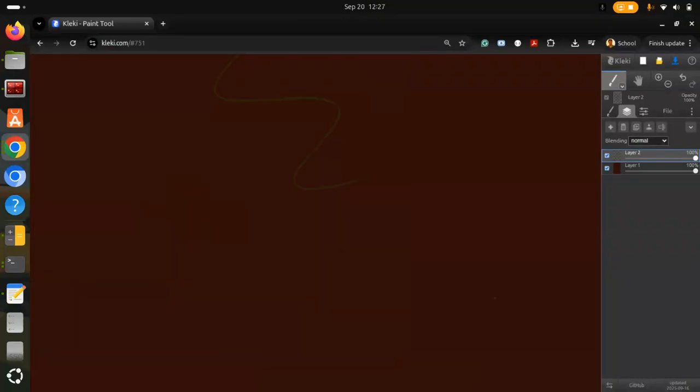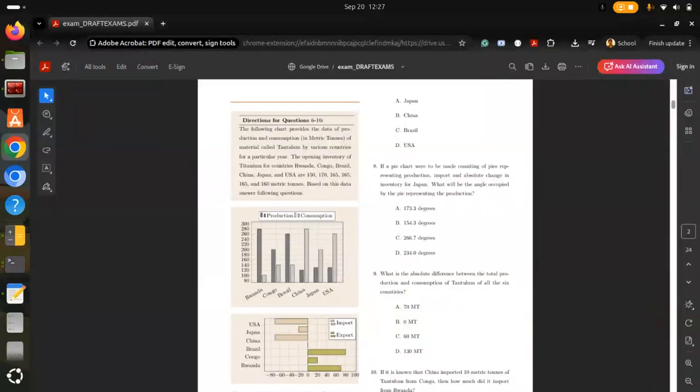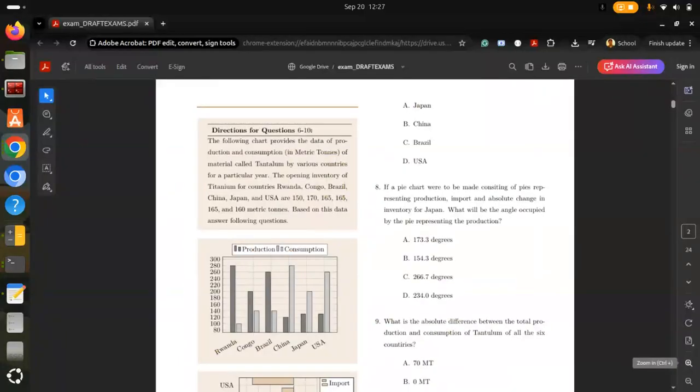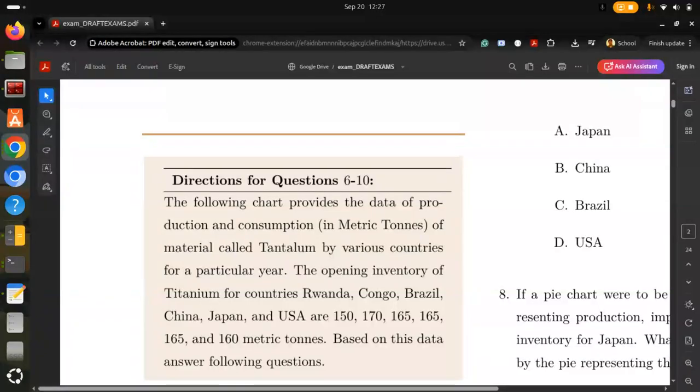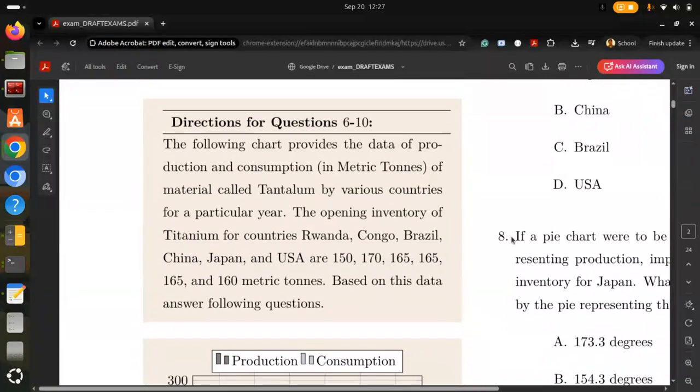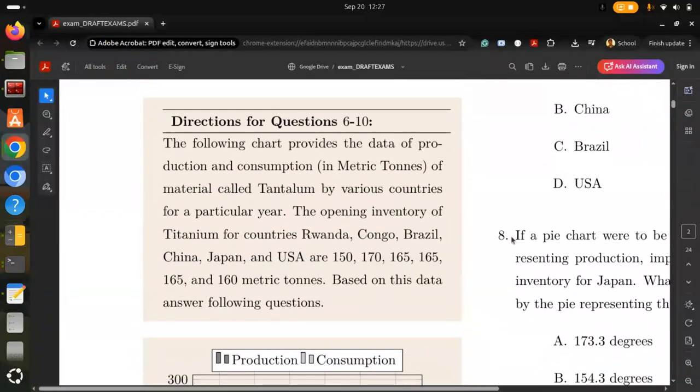Hello everyone. So in this video, let us start looking at one more question on data interpretation. The question is about production, consumption, importing, and exporting of a particular metal. I will be showing the question to you, and you can see each question one by one, and then you can try to solve it yourself.